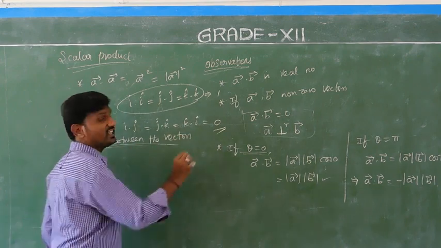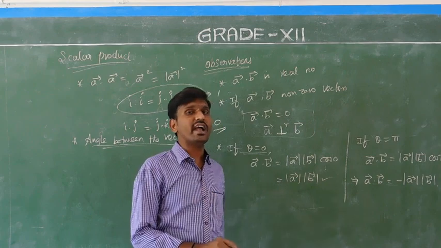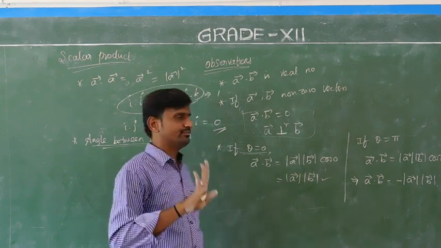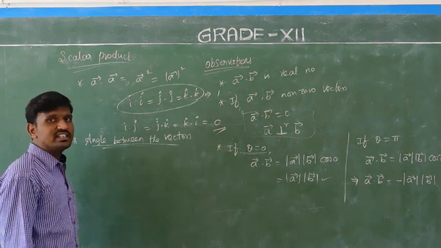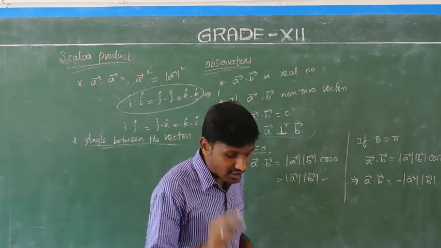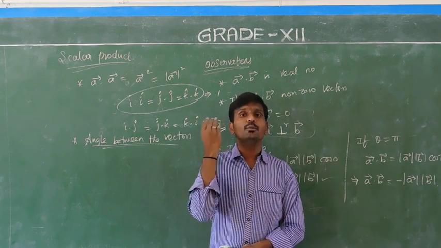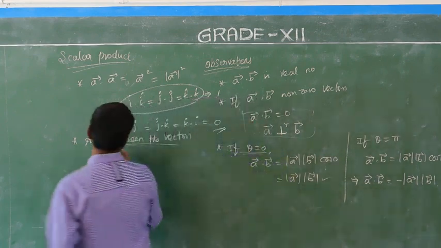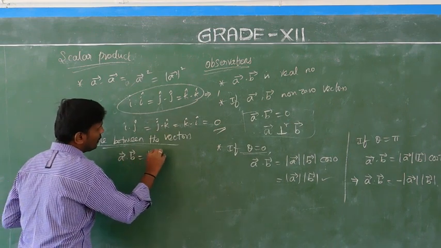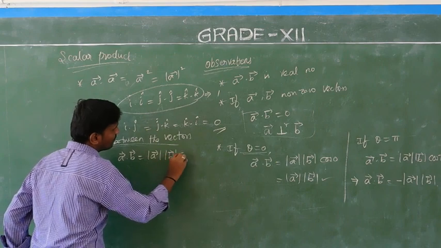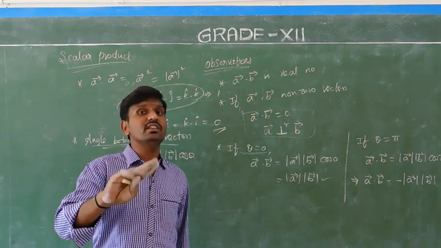When two non-zero vectors A and B are given, we have to find the angle between them. You already know the definition of the dot product: A dot B equals modulus of A into modulus of B into cos theta. Now take that formula, A dot B equals modulus of A into modulus of B into cos theta. Now we need the angle between the two vectors.